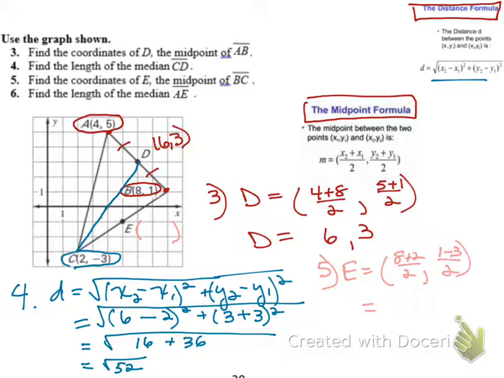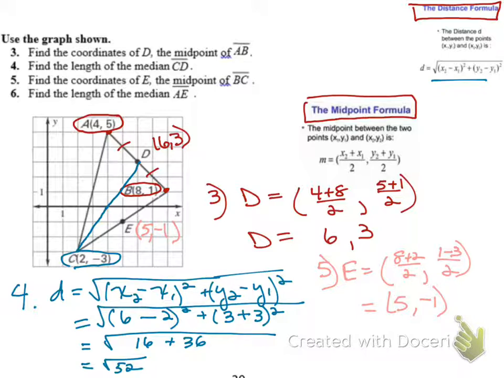Then I'm going to do the math. 8 plus 2 is 10. 10 divided by 2 is 5. That's the x value of my coordinate pair. And 1 minus 3 is negative 2. Negative 2 over 2 is negative 1, and we're done. So this point right here is 5, comma, negative 1.